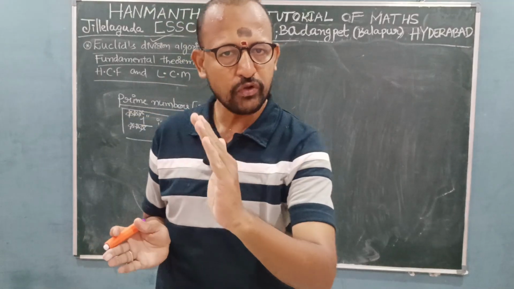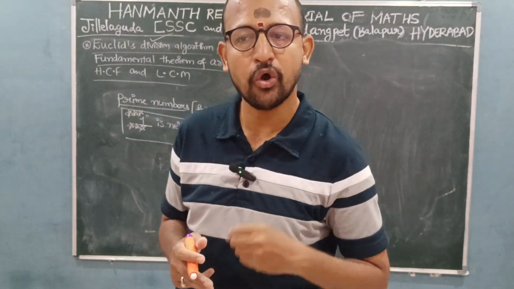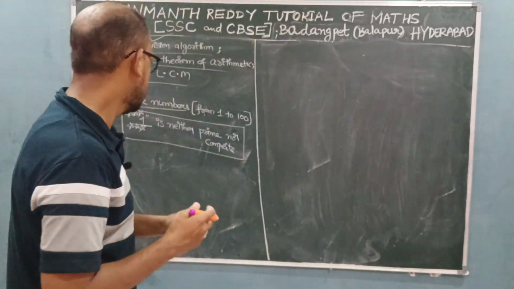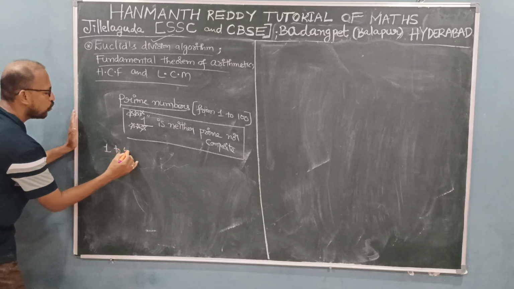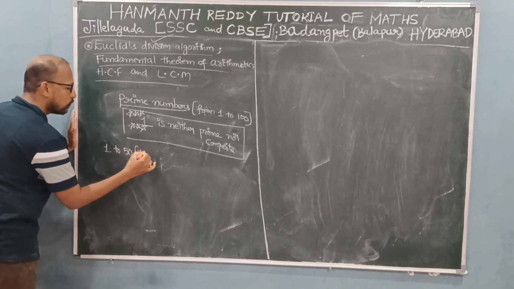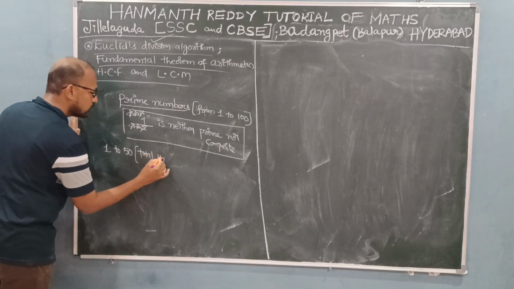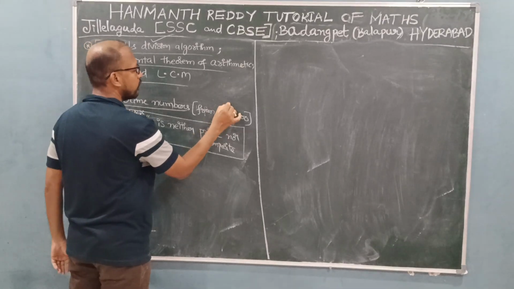First, learn the prime numbers from 1 to 50 and from 51 to 100: what are they and how many are there? Now, dividing 1 to 50, there are a total of 15 prime numbers. From 1 to 100, the total number of prime numbers is 25.